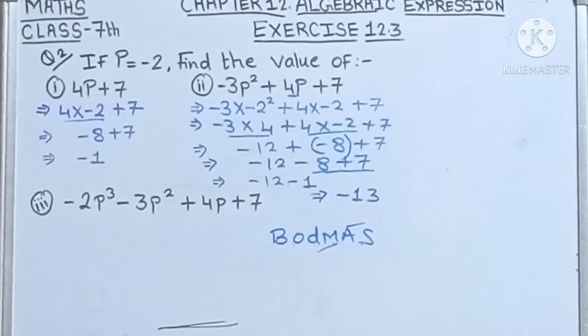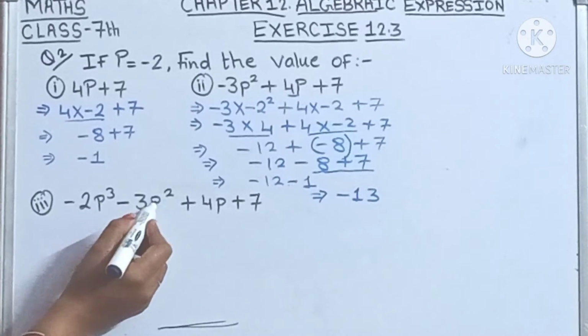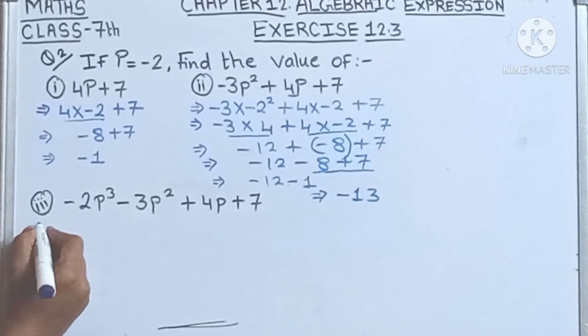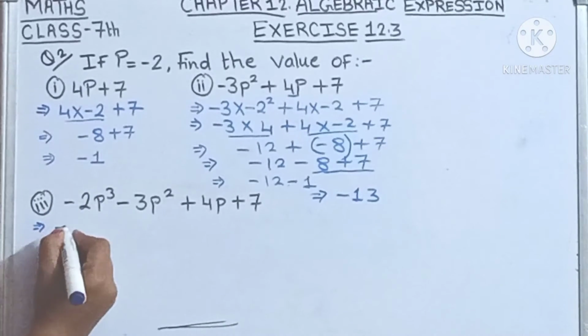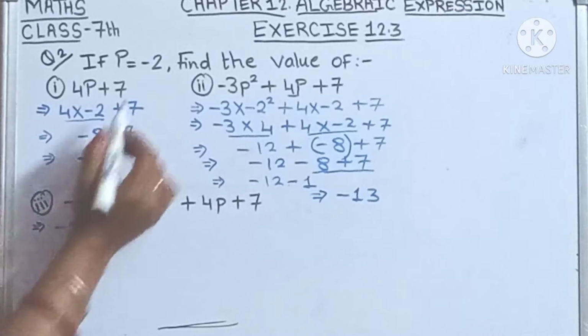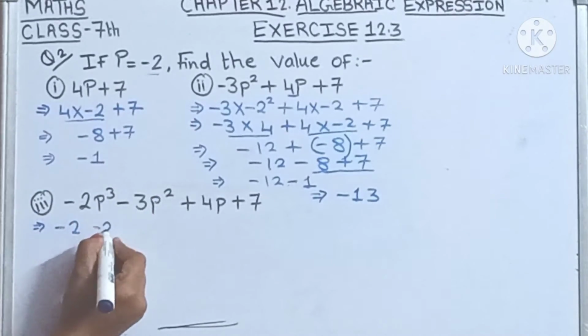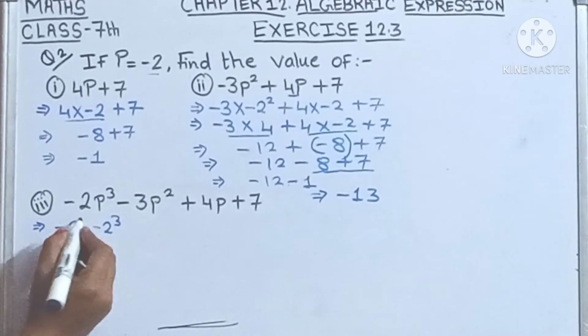Now moving to the third one. Minus 2p cube minus 3p square plus 4p plus 7. Again we will put the value of p, that is minus 2, which is given in the question. Minus 2 in the place of p cube, the value of p is given minus 2. So in the place of p cube, minus 2 cubed, and in between what sign will become?